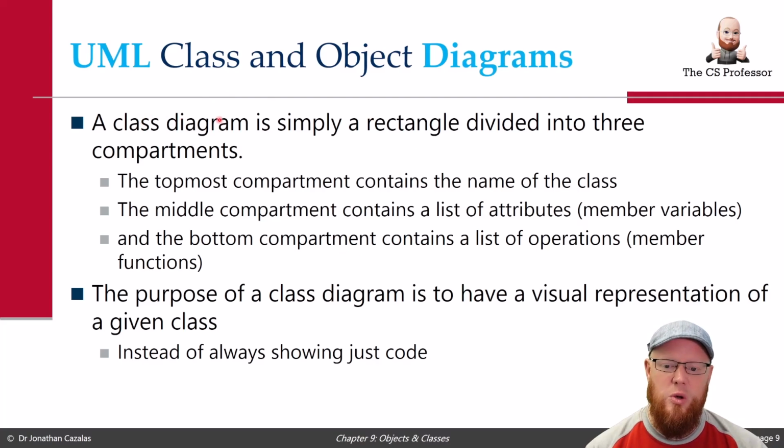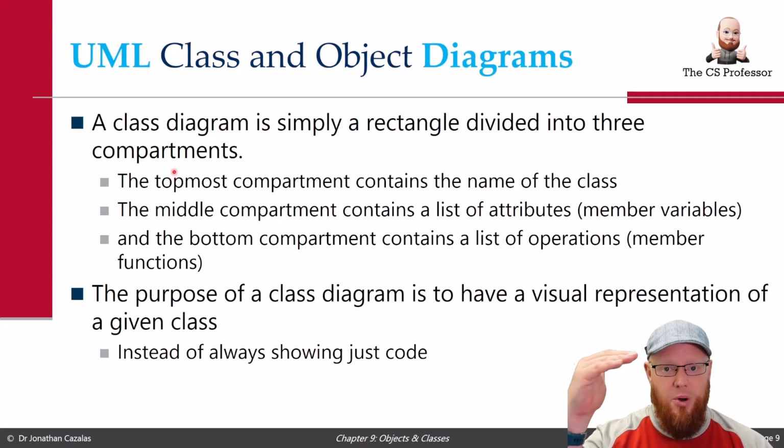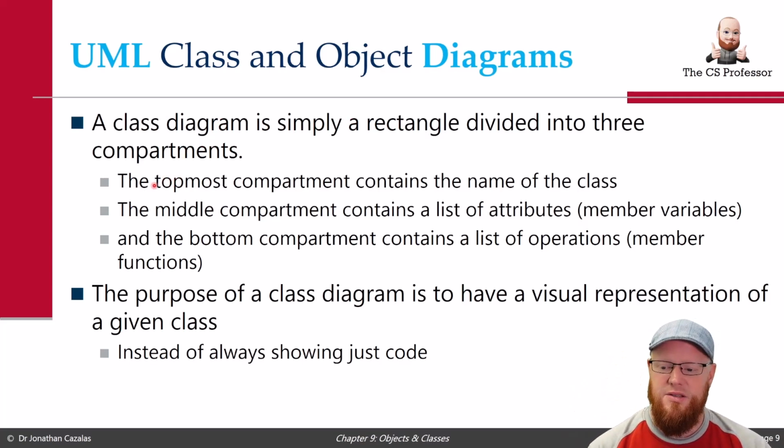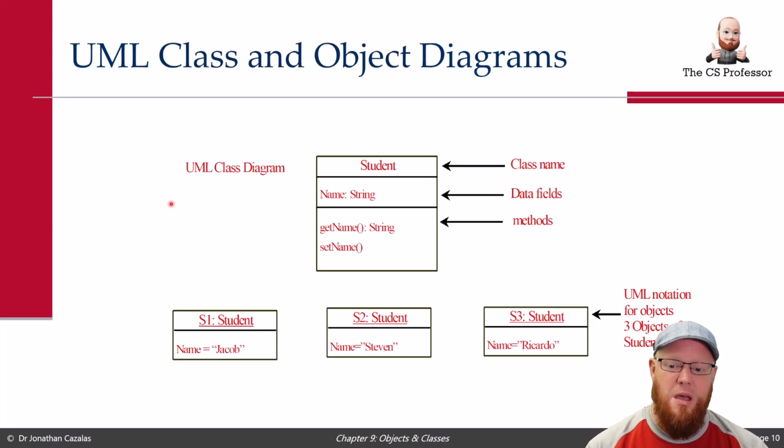So a class UML diagram is really a rectangle divided into three components. The topmost component gives the name of the class, the middle component gives the data members, and the bottom component lists out the various methods, whether those be constructors or other methods that are needed. So here's an example of a UML class diagram for a student class, for a student blueprint.